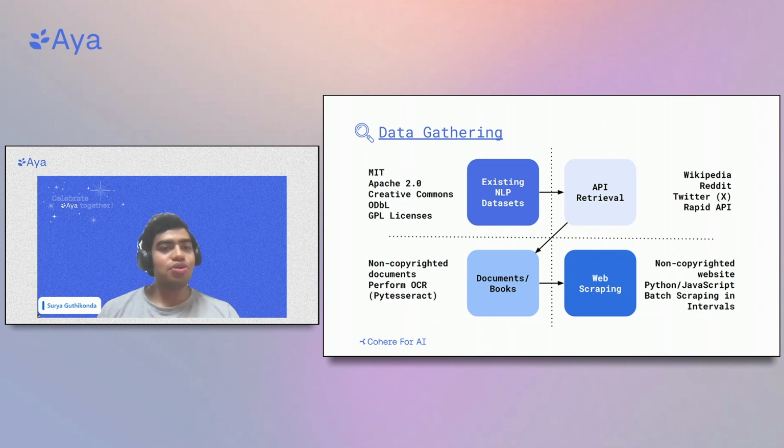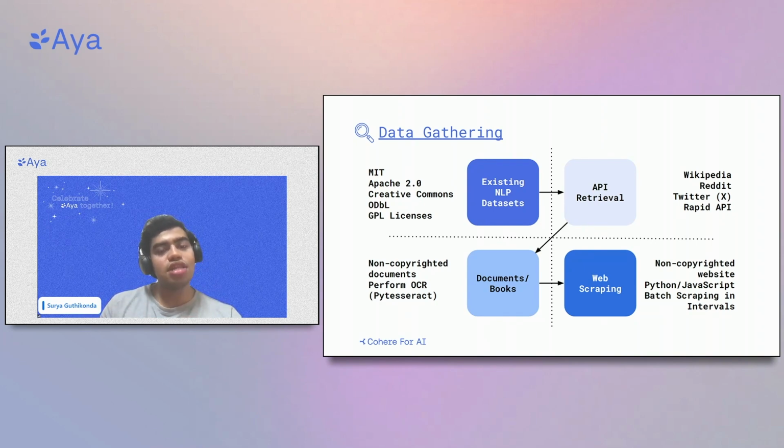Coming to the first step, the first step starts with data gathering. You can gather the data predominantly in these four different ways, which can be in increasing order of difficulty. The first one: you can use existing NLP datasets with licenses like MIT, Apache 2.0 and similar. You can just use those and directly convert them. It is less effort in terms of creating the dataset if you use existing NLP datasets.